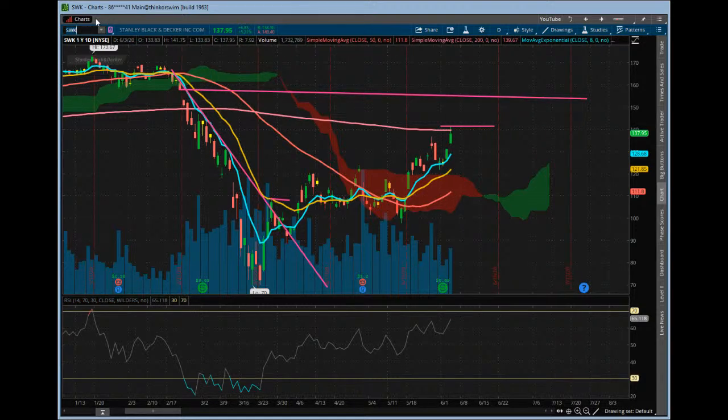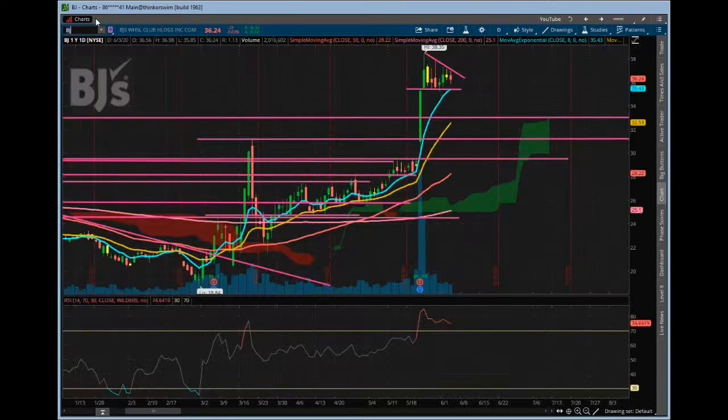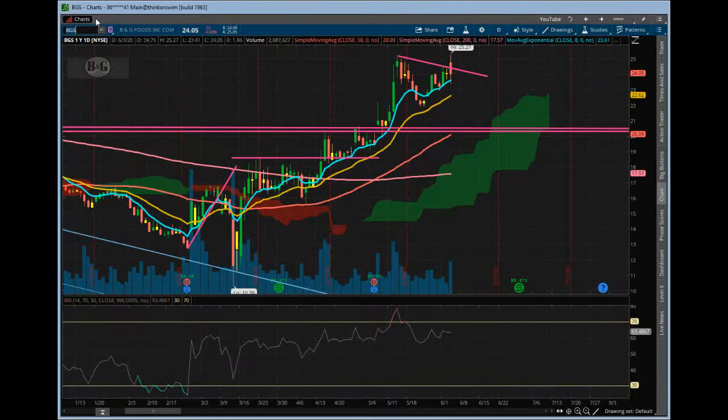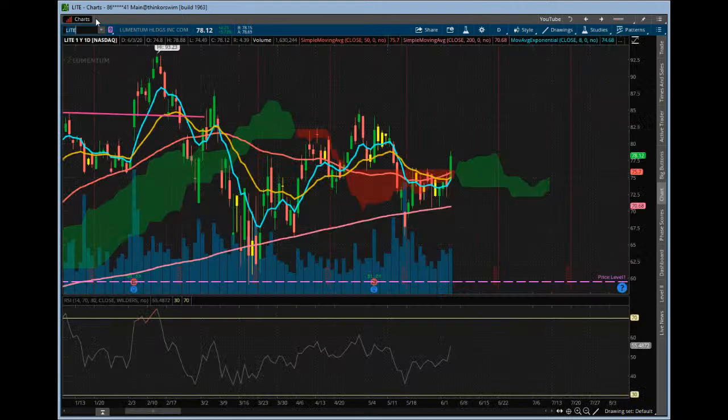Good stuff. The Nest, BJ. Yep, still doing its little, it's actually a descending triangle, but you could kind of look at it as a semi-pennant right there, so that could be interesting. BGS. Okay, it popped out of the geometric line today and came back in, unfortunately, but it did give you a little bit of a quick move here today, so that's good. Light. Tough one to trade, but nice break out of the range right there and out of the cloud, too. So that looks pretty good.